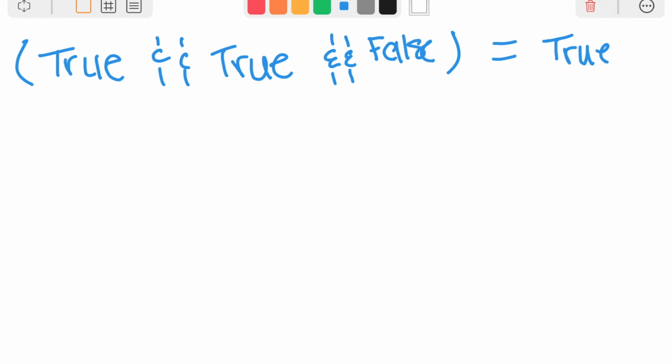So if this condition is false now, they're not all true. They have to be all true for and. So now this would be false. Let's do one with or.